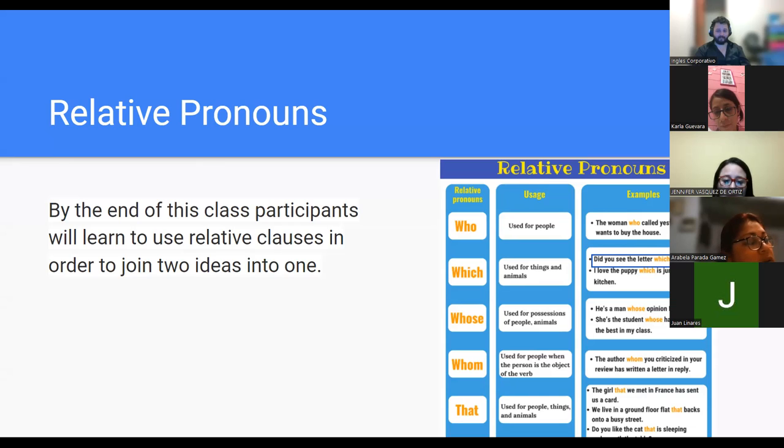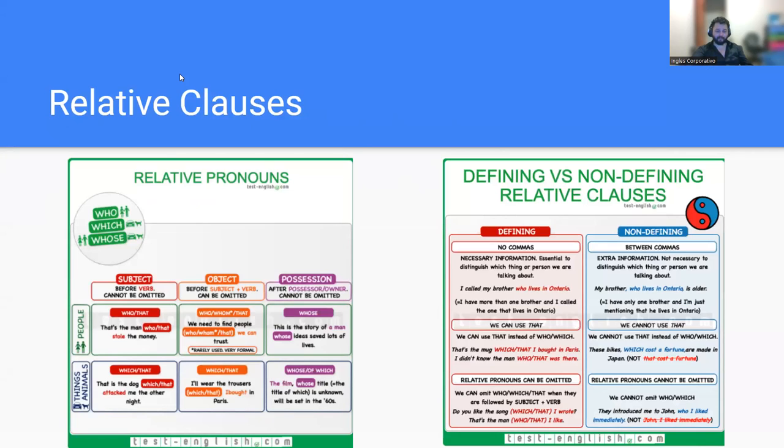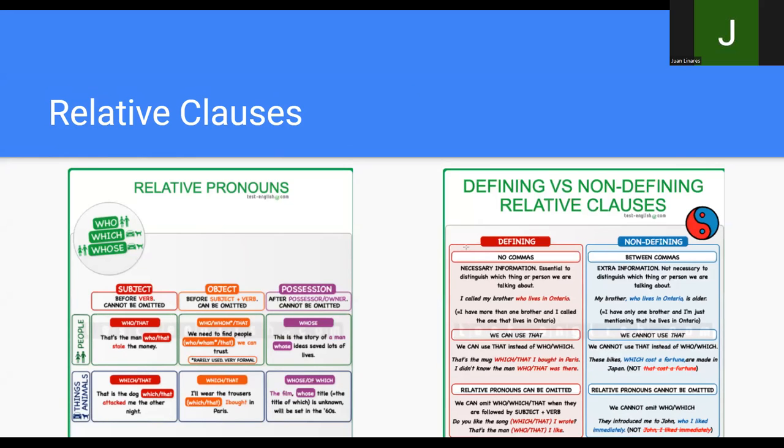Very good job. He is a man whose opinion I respect. What is whose substituting here? A man. Okay. All right. Very good. Okay, guys. So if you notice, guys, they always substitute a noun, right? And that's what turns them into, you know, pronouns. Now, a relative clause is basically, guys, what I just explained, right? It's a clause that starts with the relative pronoun. Okay.